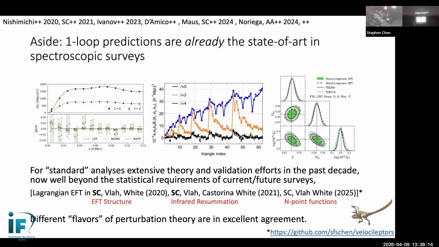Now, I myself, and Alejandro as well, have worked in the so-called Lagrangian EFT functional structure. But there are many codes as well. And what you can see here is that many slightly different flavors of the EFT, and slightly different frameworks, really agree with each other very well, much better than even the statistical error of our simulations, at the sub-percent level.